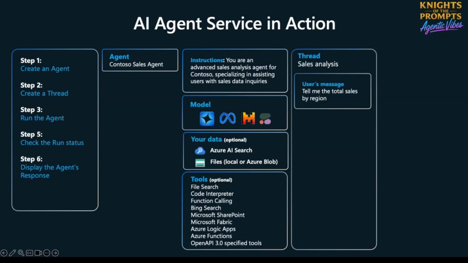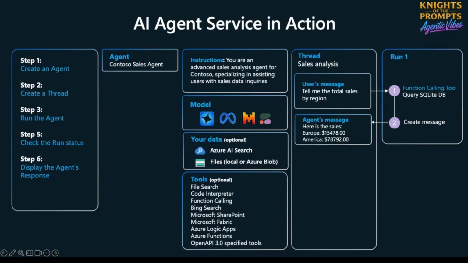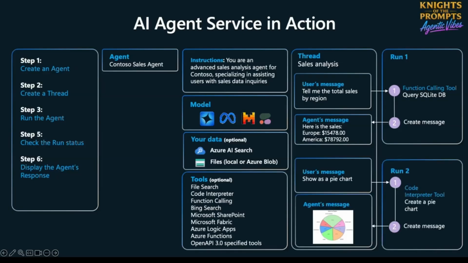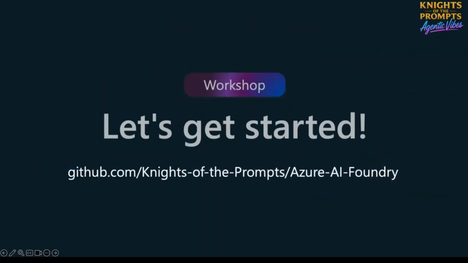All right, so a thread, user message, and then function calling, create message, and then another message, show a pie chart. This is basically what I explained, but I forgot to do. It's as simple as that.